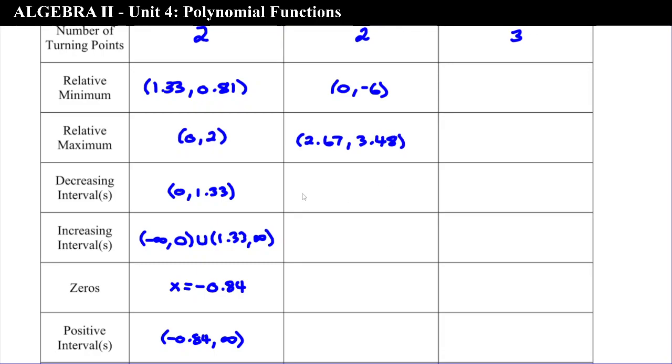Our decreasing interval is from negative infinity to 0, union with 2.67 to infinity. Our increasing interval is from 0 to 2.67.